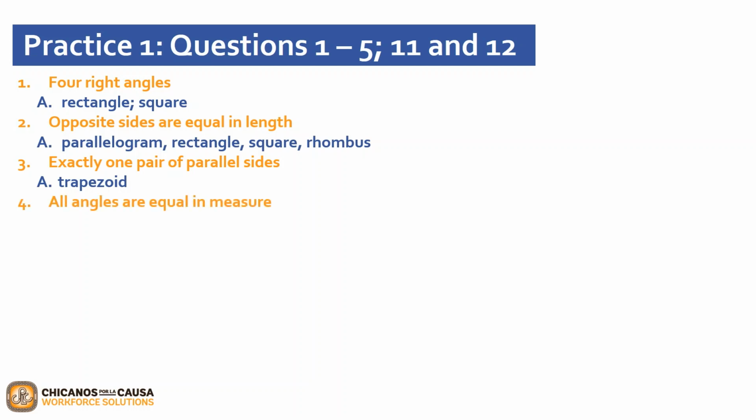Question 4, all angles are equal in measure. A rectangle and a square. And then question 5, only 3 right angles. Well, we know that plane figures are a set of line segments, and this time we were only learning about four-sided plane figures. So our answer is none, because all the shapes that we have learned so far have had 4 right angles.